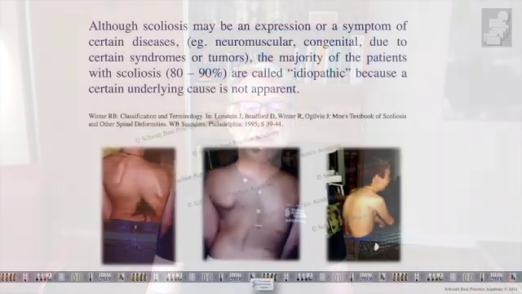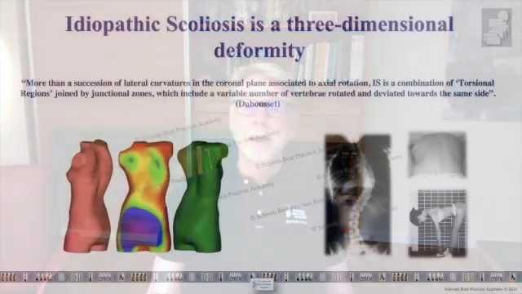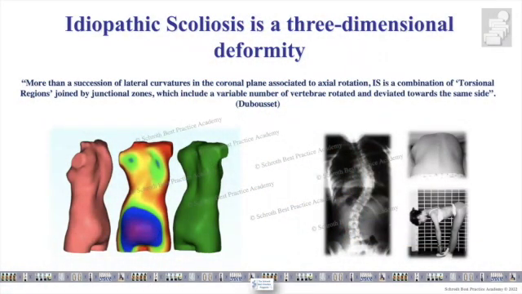Scoliosis may have many causes, for instance, neuromuscular, myopathic causes, but also connective tissue diseases, congenital malformations, as well as other extremely rare determinants. 80 to 90%, which means the vast majority of all cases, affect otherwise perfectly healthy individuals, and these scolioses are called idiopathic scoliosis, which means scoliosis of unknown cause.